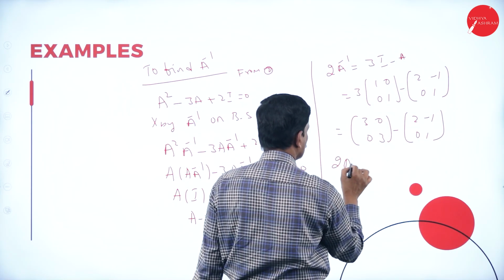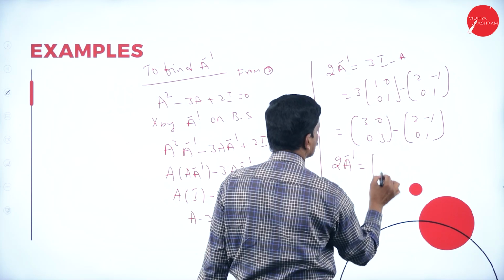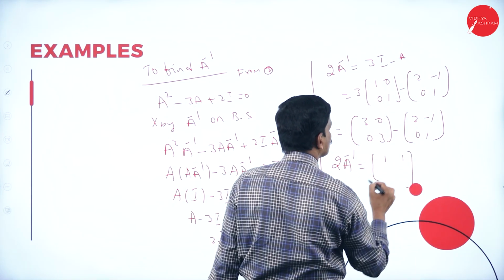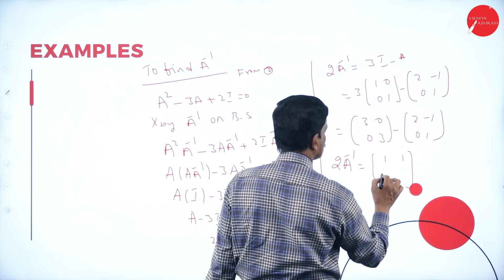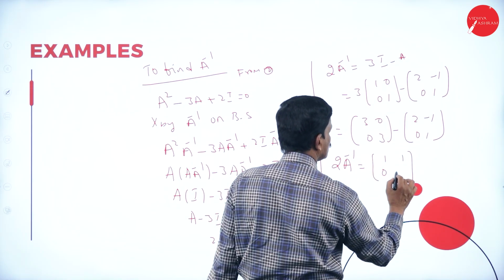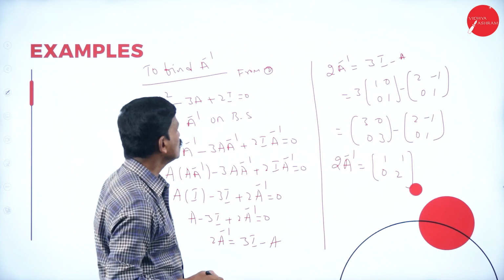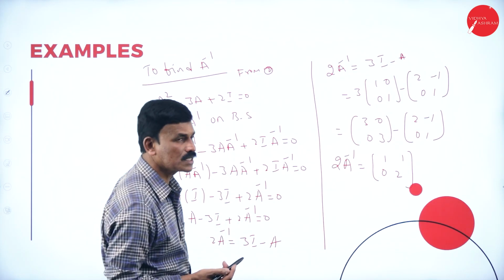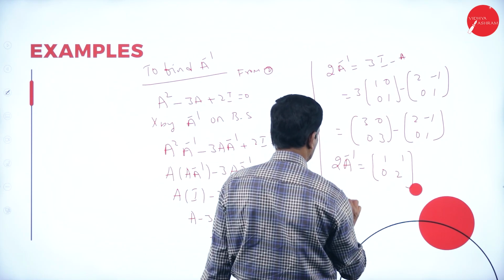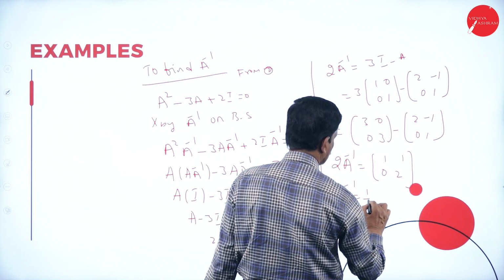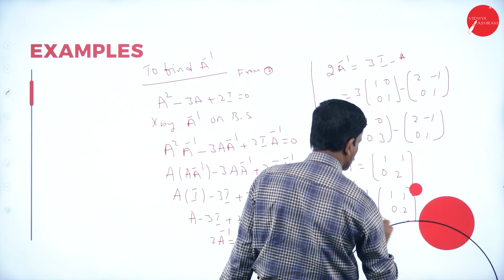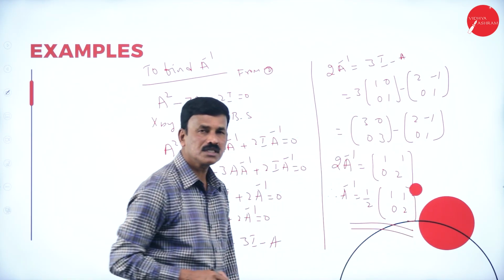Simplify this. 2 times A inverse is equal to 3 minus 2 is 1, 0 minus into minus is plus 1, then 0 minus 0 is 0, 3 minus 1 is 2. This is the inverse. See the elements we have, if we interchange the diagonals and change the signs, yes, correct. So therefore, A inverse is equal to 1 over 2 into [1 1; 0 2], that's all. This is the inverse for the given matrix.